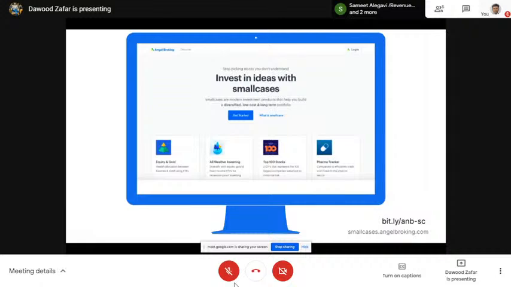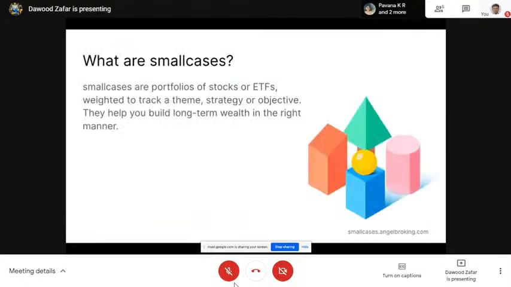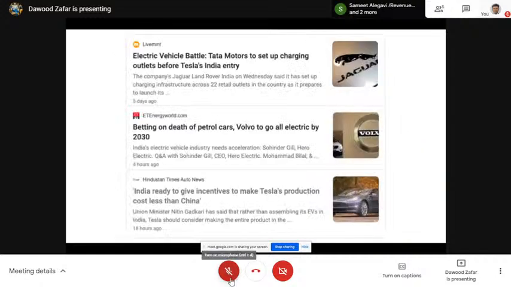As I explained, we all get ideas, but we don't know which stock to select, or which stocks will benefit from this idea. So let me come back to the topic. What are small cases? As I explained, these are baskets of stocks, or we can call them portfolios as well. Stocks or ETFs weighted intelligently to track a theme, strategy, or an objective. These portfolios are built for the long term to build your wealth in the right manner. As this is a trending topic, to explain, on a daily basis we are looking at electric vehicles.